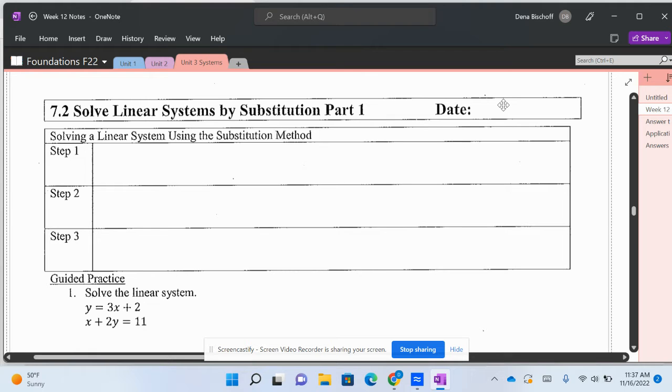Equations. This time solving systems using substitution.